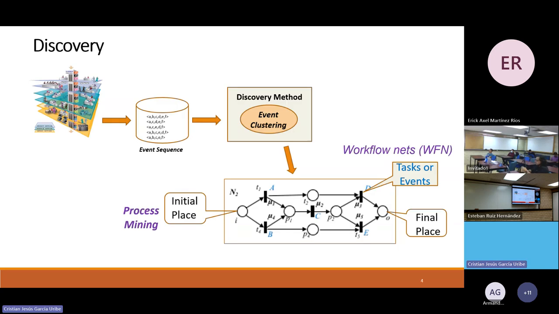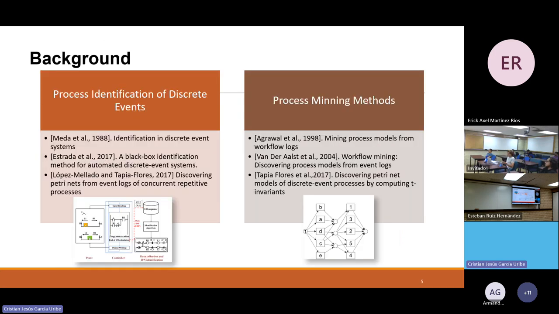As a first step, discovery aims to obtain a process model that describes the behavior of a process based on an event log. This is done with a mathematical representation called Petri nets, specifically workflow nets, which allow formal algorithmic analysis of business processes. A workflow net consists of a start place and a final place, where the events or tasks are represented with labeled transitions. Concepts and articles on discrete event identification and process mining methods were studied, such as the following: reusing Petri net building algorithms and inference algorithms of invariant execution events.